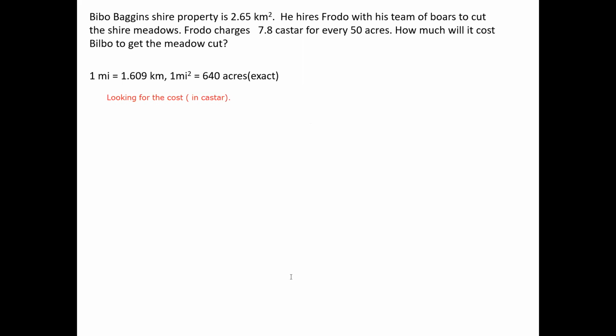And what we're given here is the area of his meadow in kilometers squared and how much it costs to cut every 50 acres. So this 7.8 castor every 50 acres, that's kind of like a conversion factor for us. So we can say 7.8 castor equals 50 acres. So we're looking for the cost. So the cost again is in castor.